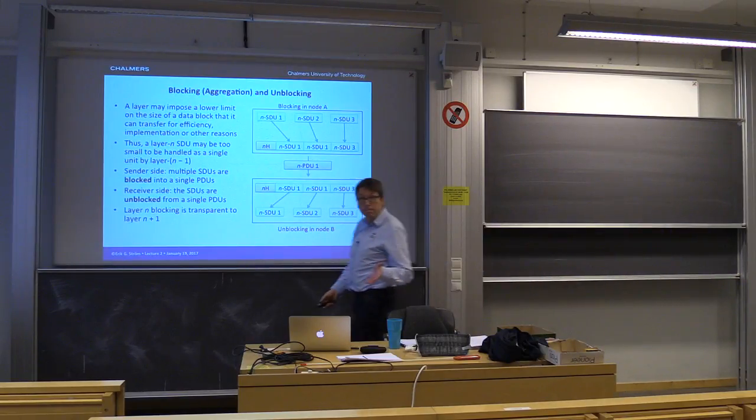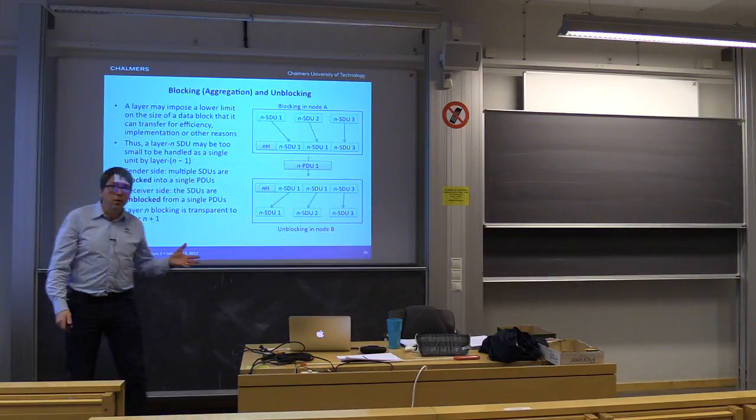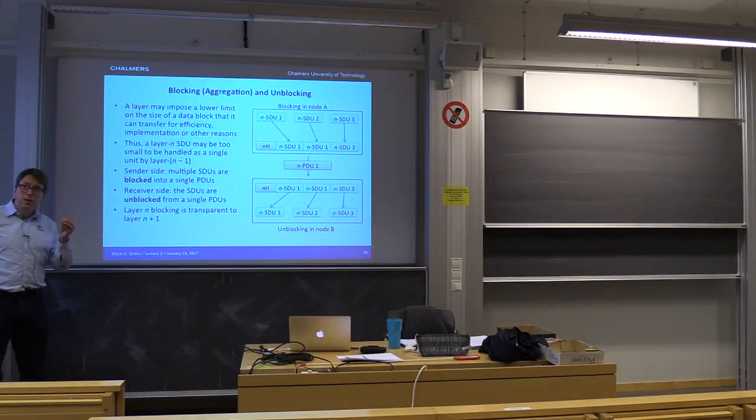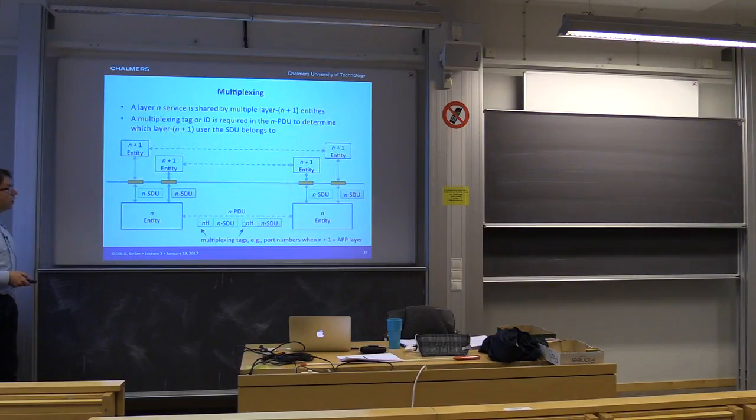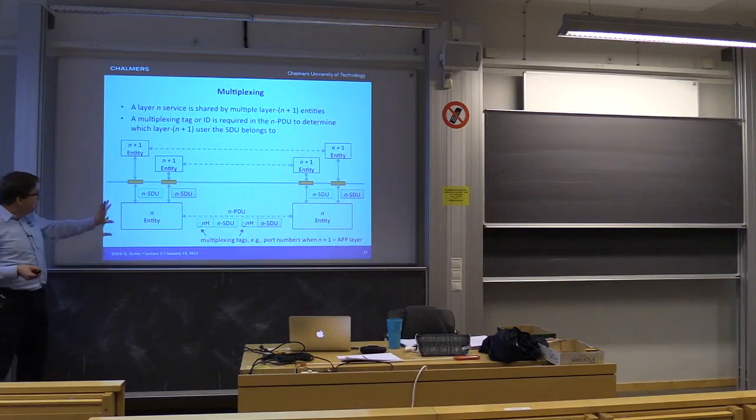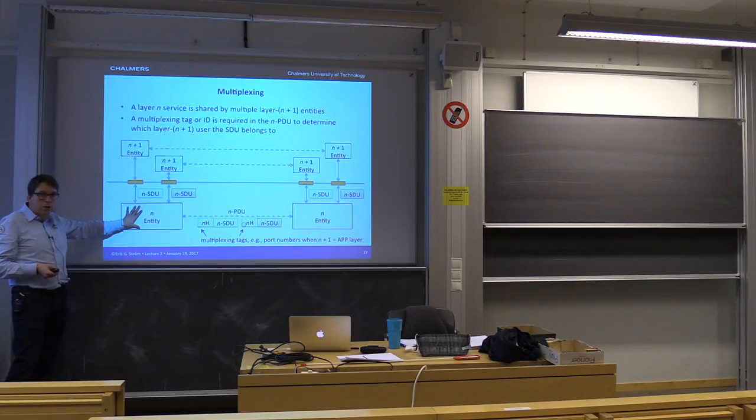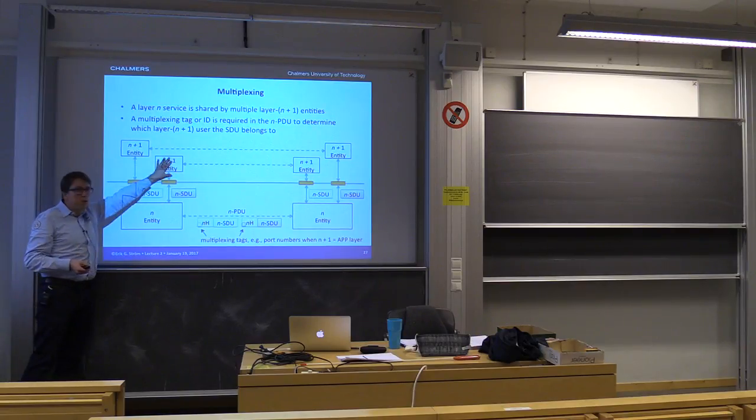Clear? It's not rocket science, but terminology sometimes makes it hard to be precise about what you mean. This is sometimes called aggregation also. Multiplexing is when an entity that resides in a particular layer serves many entities above it. That's called multiplexing.